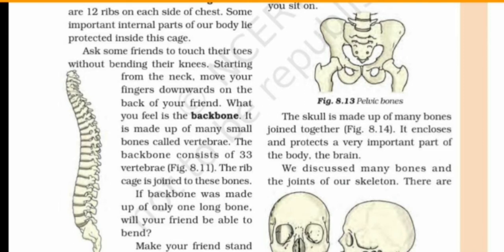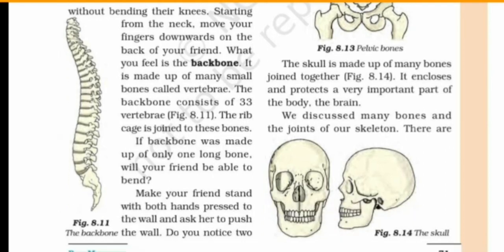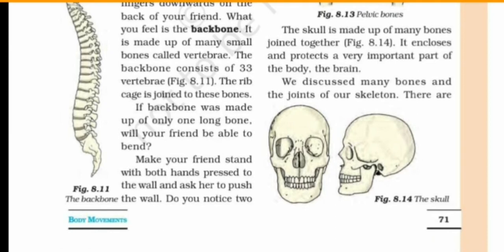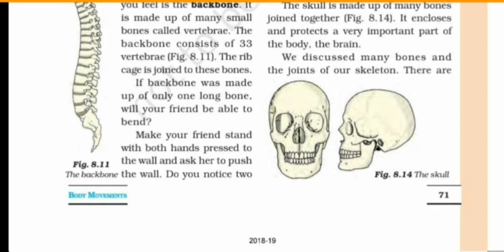Starting from the neck, move your fingers downward on the back of your friend. What you will feel, from the neck downward, is the backbone. It is made up of small bones called vertebrae, 33 irregularly shaped bones. The rib cage is joined to these bones, so you can say that it is joined to the backbone. If the backbone was made up of only one bone, what would happen? Would you be able to make your friend bend?